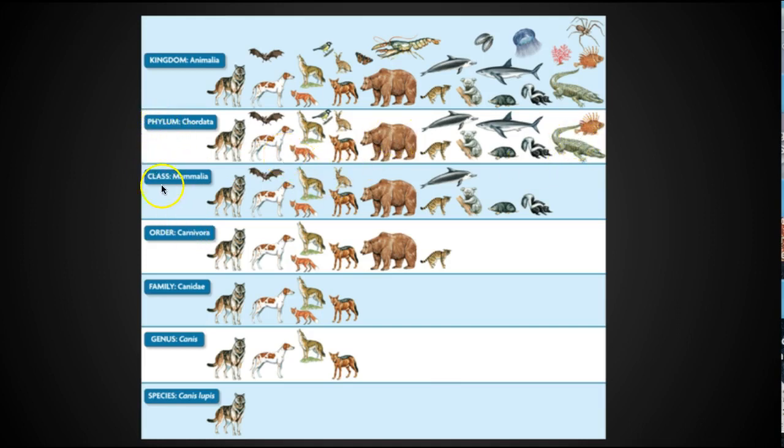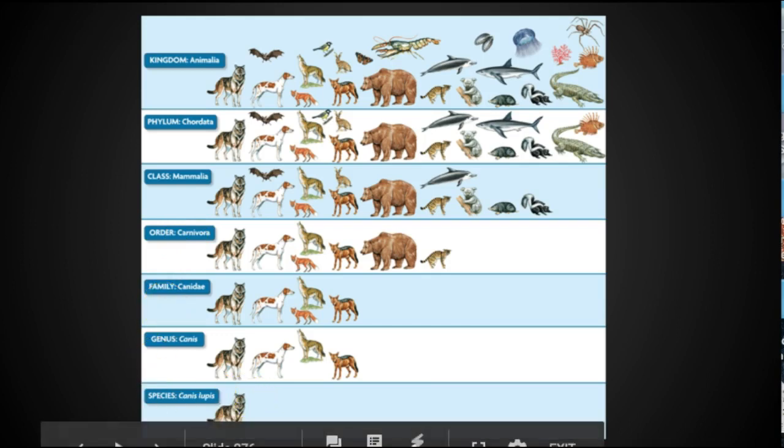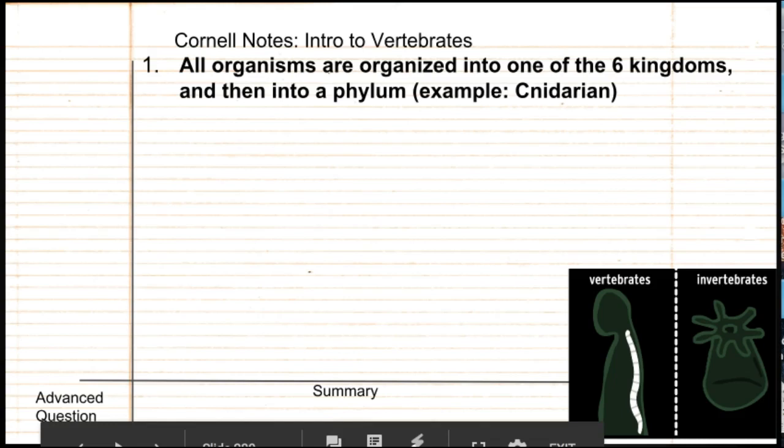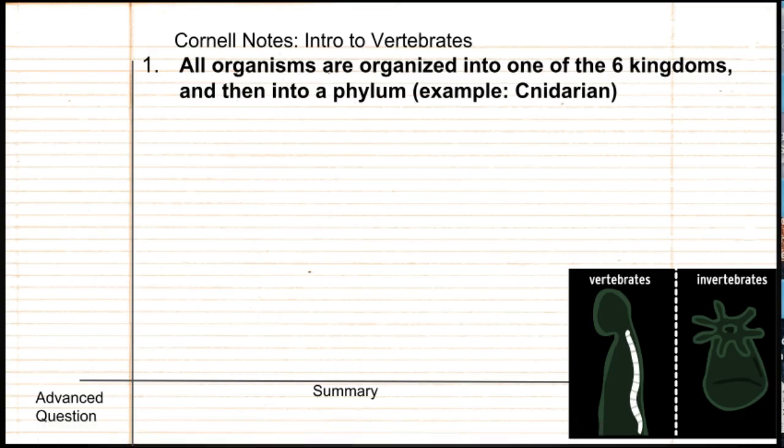Then after your phylum, you get to class, which is much more specific. For example, cephalopods, which are specific types of mollusks that live in the ocean. And then your order, family, genus, and then the most specific is a species. For number 1, you can write how are creatures organized, or how are organisms organized.